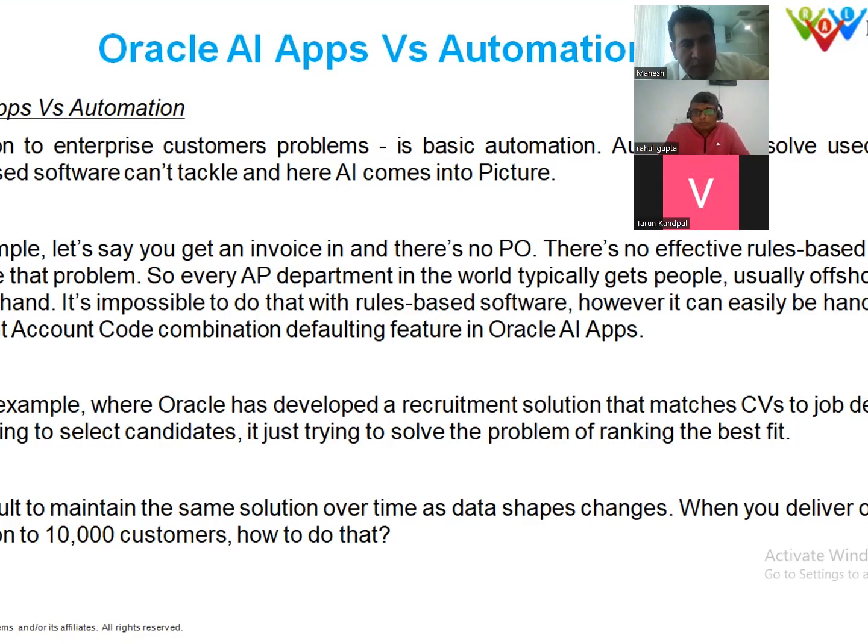What we see in Oracle AI apps is that we have a single solution for all the companies in the SaaS model. Over time, the data and the variables are getting changed. The shape of the data is getting changed. So sometimes the result is not the same for all the companies. This is one of the challenges where Oracle is already working.